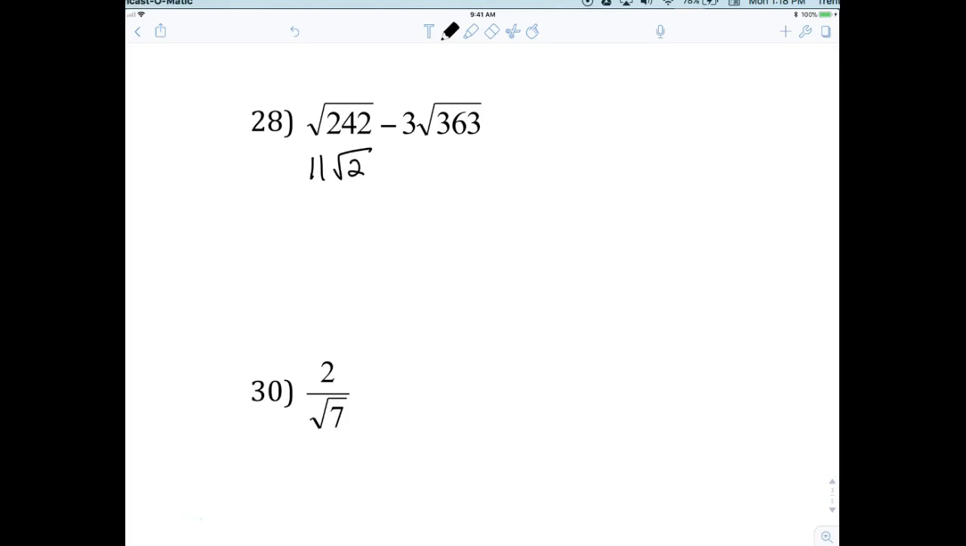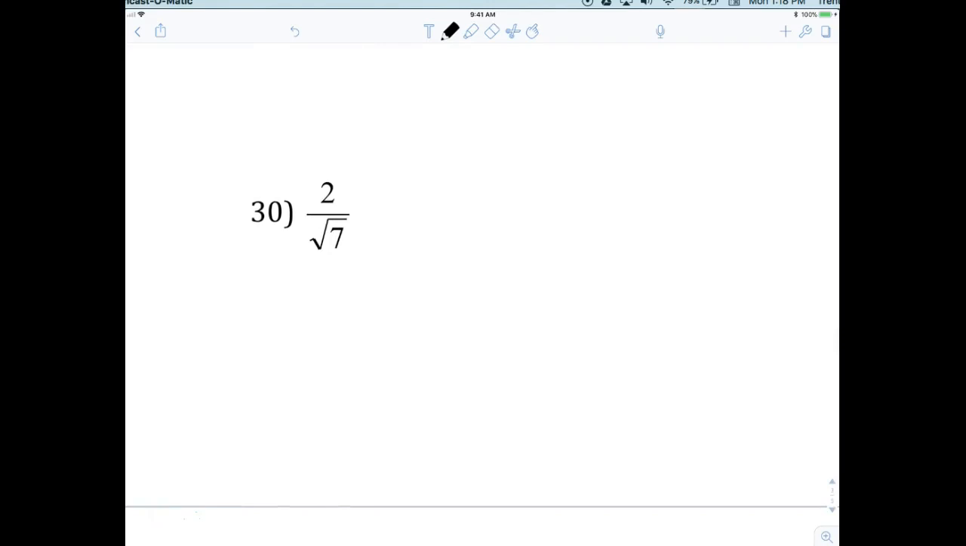And then the next one. 363 is 3 times 121. Is everybody okay with that? 363 is 3 times 121. Does everybody agree? So then it would be minus 33 radical 3. Is there anything I can do with that? No, that's your answer. 11 radical 2 minus 33 radical 3. Any questions?